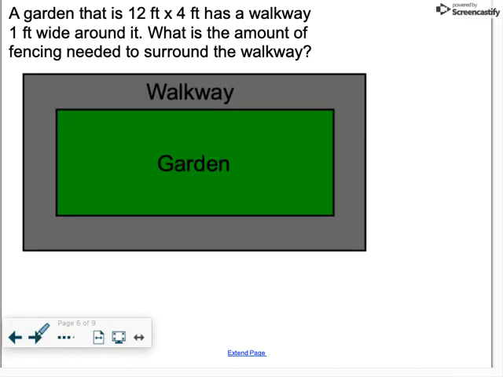Moving forward here, a garden is 12 foot by 4 foot. And it has a walkway that is 1 foot wide.